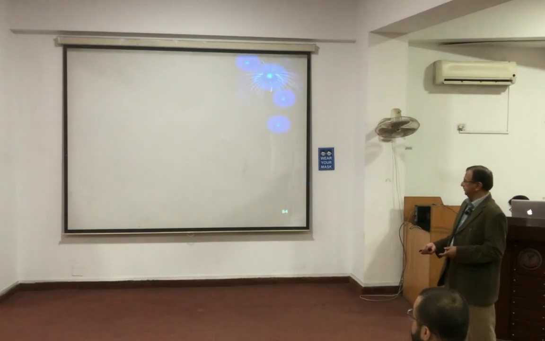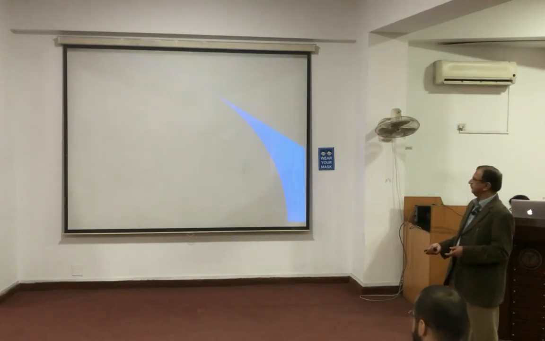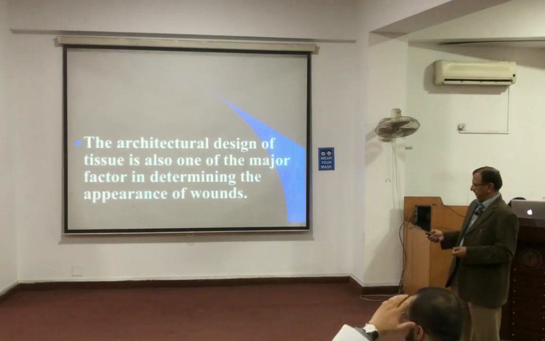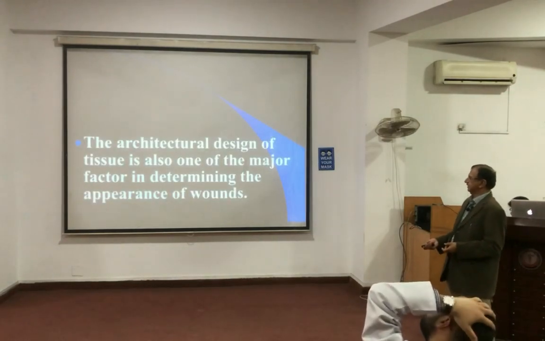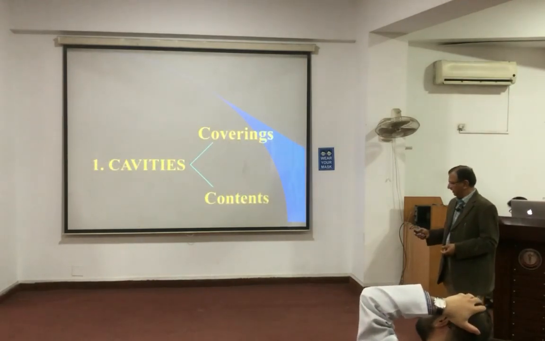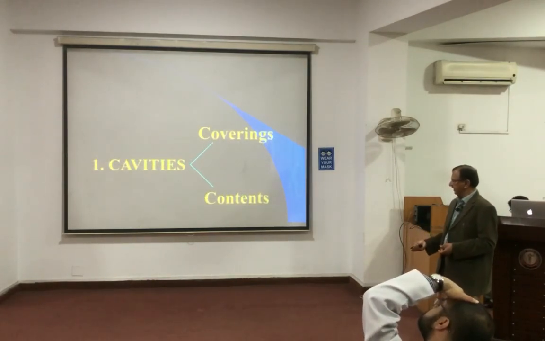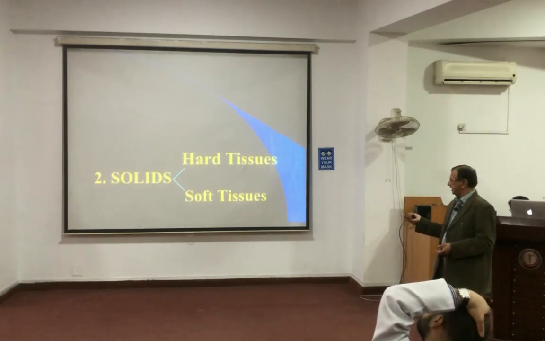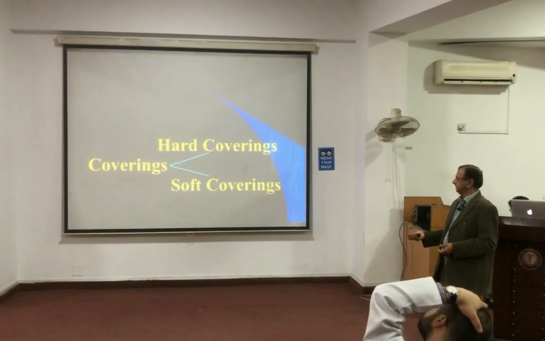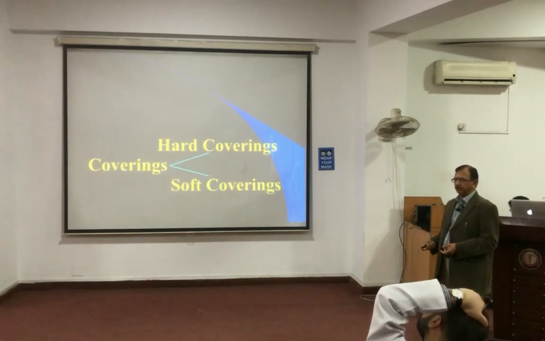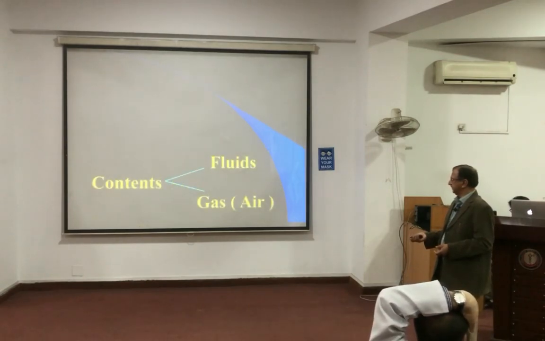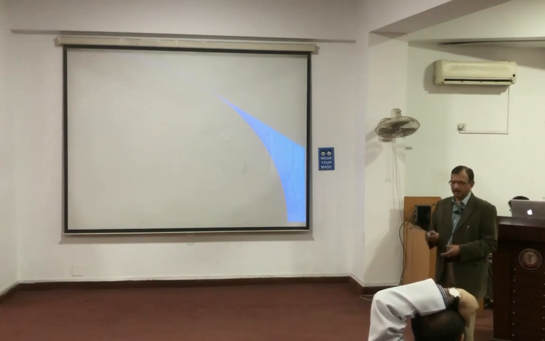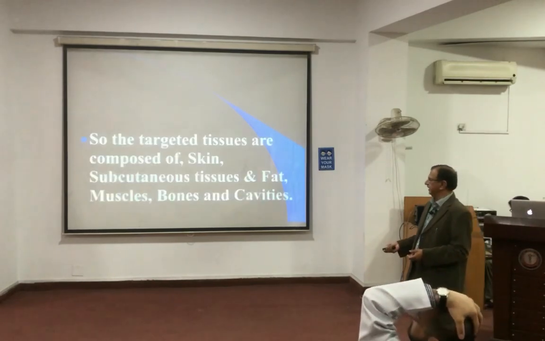Now the subject and the tissues. The architectural design will determine the outcome, and we know that there are cavities, covering and the contents. The contents will be solid, having hard tissue and soft tissues. Similarly, the covering can be hard, the bone, or soft coverings, then the contents can be fluid or gas. So all these factors are variable factors.